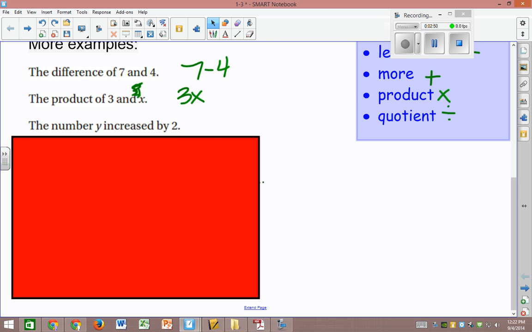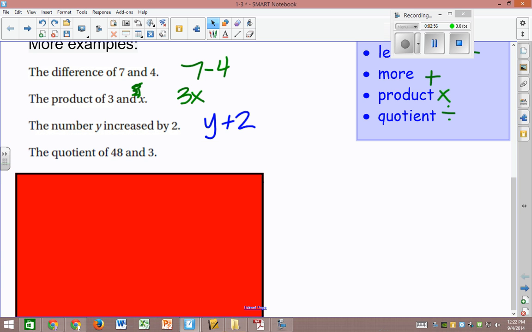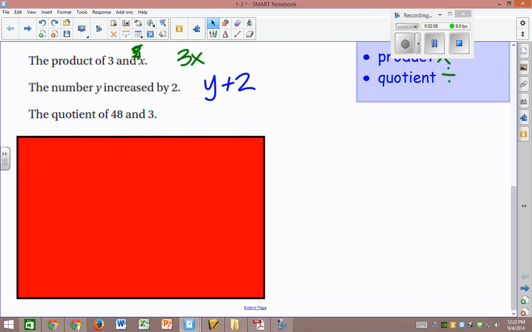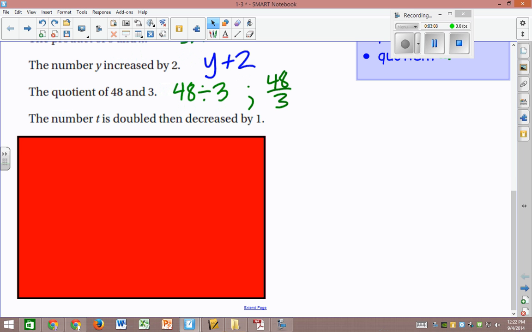The number y increased by 2. So y plus 2, that's pretty easy. Then the quotient of 48 and 3, so 48 divided by 3. A couple different ways you could write that. I would do this, as a fraction. Fractions are our friends.